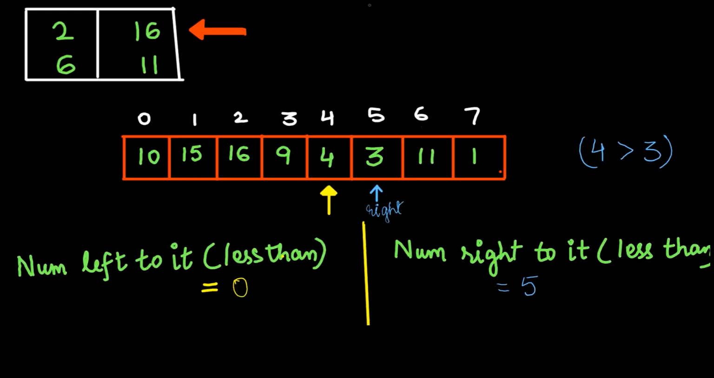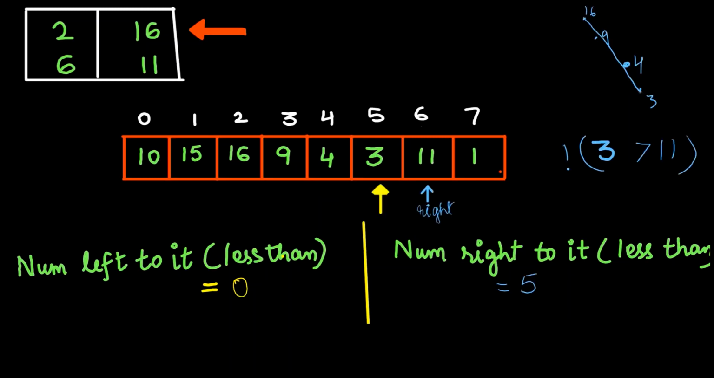Now on the right I'll be checking after 4. Here I had 9 and here 16. 16, 9, 4. Now I have 3. Is 3 less than 4? Yes. So our right index will be shifted to the 6th index.